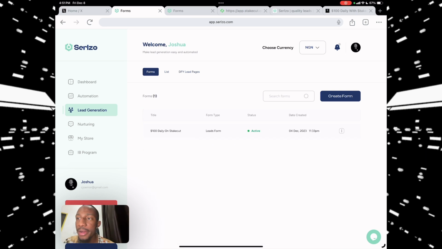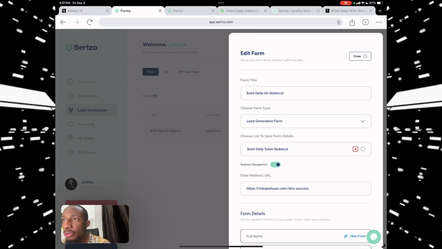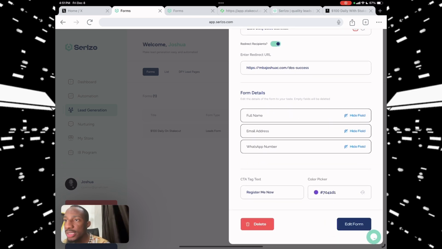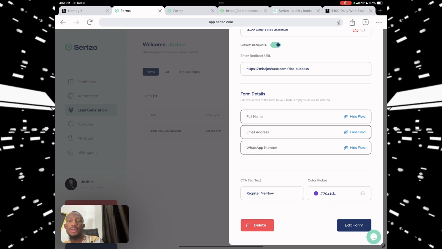Now, there is a form I created. Look at this form. I want to show you guys how this form works. $100 daily form. This is full name, email, WhatsApp number. I could hide it, I could show it. I have email address, I have full name, I could hide anyone I want to hide. I show that's beautiful. That's why I love Serlzo. Serlzo is so beautiful actually.